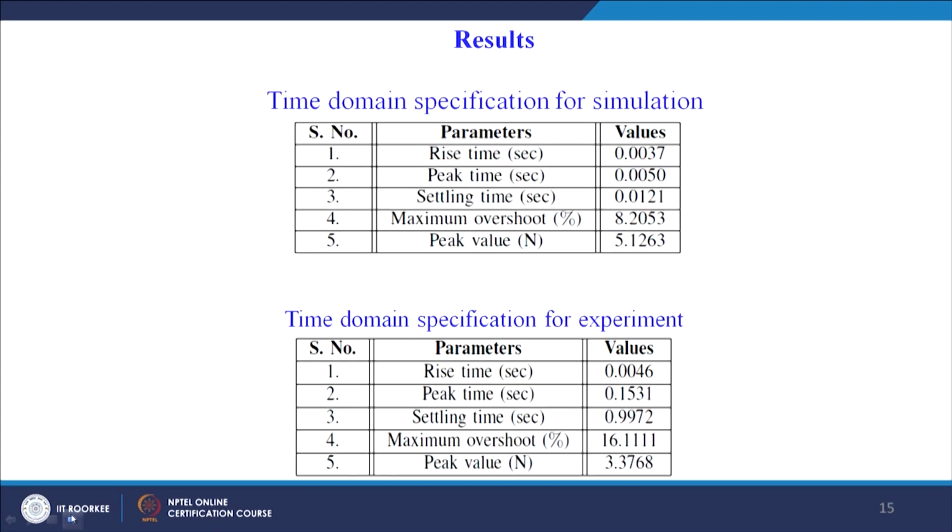Then the time domain specifications for the simulation and the experimental study are as follows: the rise time is 0.037 second, the peak time is 0.05 second, the settling time is 0.01 second, and the maximum peak overshoot is 8.2 percent, with a peak force value of 5.12 in the simulation. Similarly for the experiment, the peak value is 3.37 Newton and the maximum peak overshoot is 16 percent, where the settling time is 0.9, approximately 1 second.